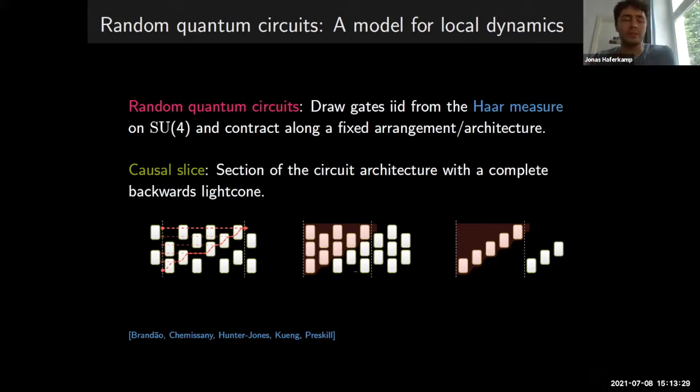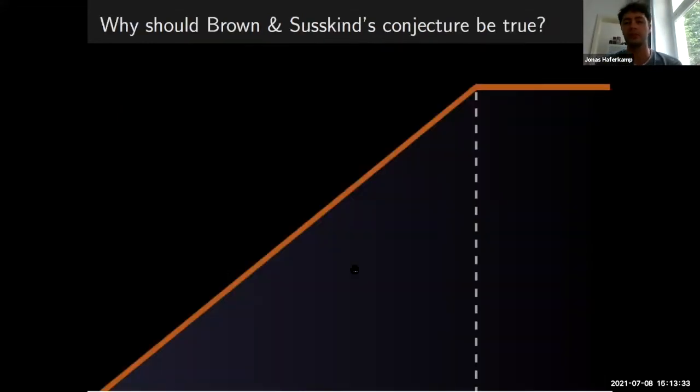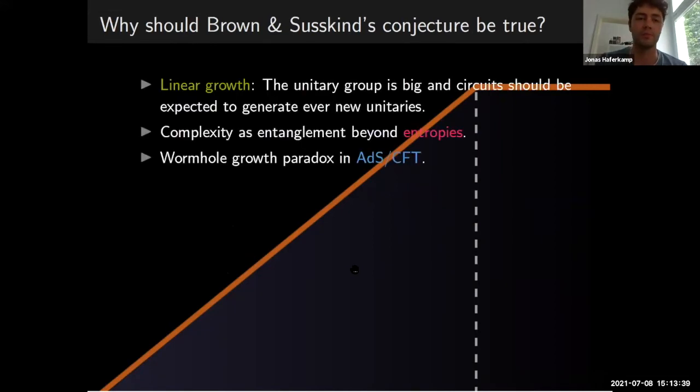So after this brief intermezzo, let's go back to this conjecture, this linear growth of entanglement, and let's take a look at why we believe that this is true, why people believe that this is true. And the first part of the conjecture is really the linear growth for a very long time. And the linear growth in the beginning is not very surprising.